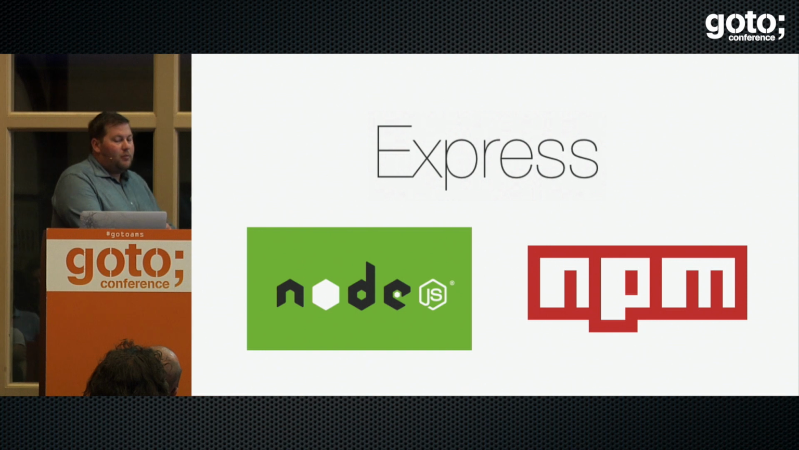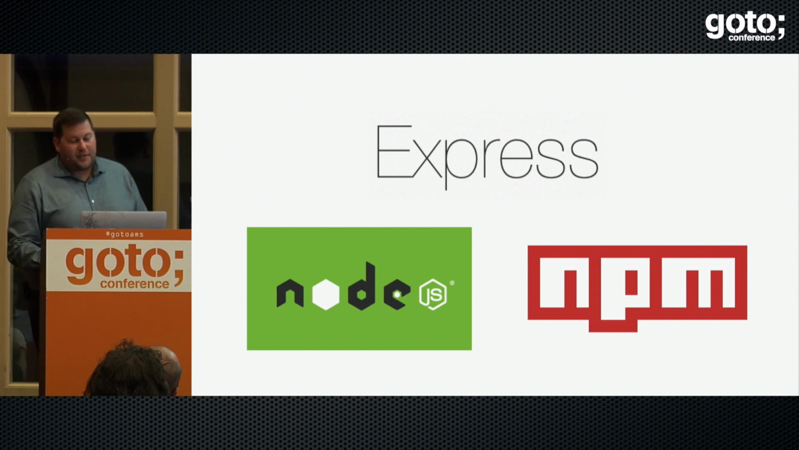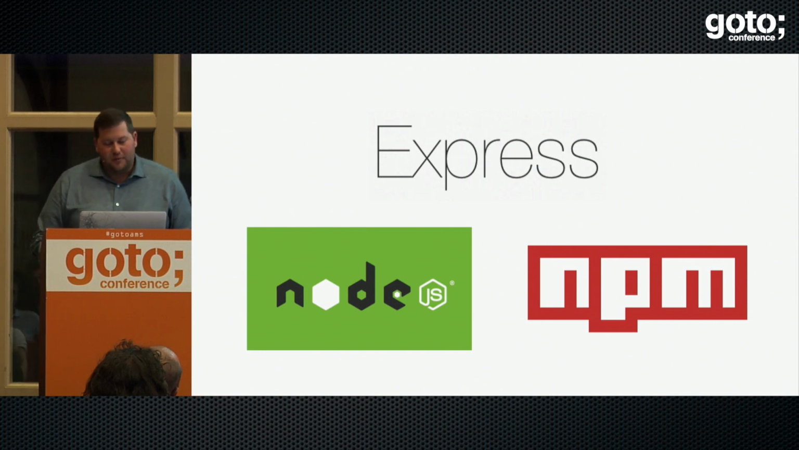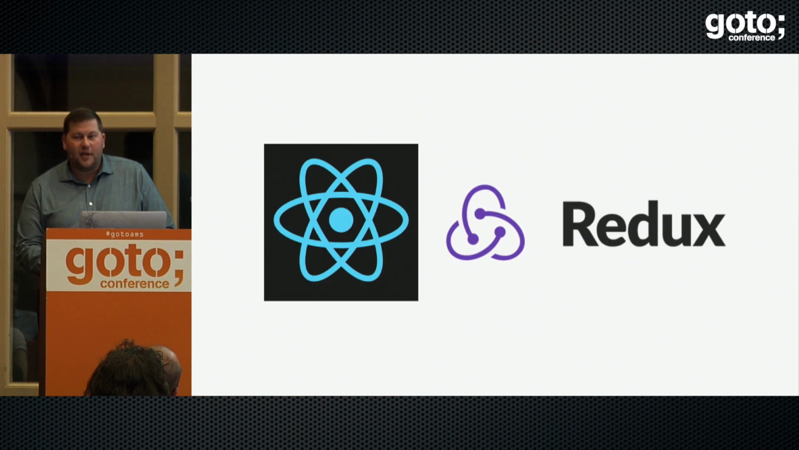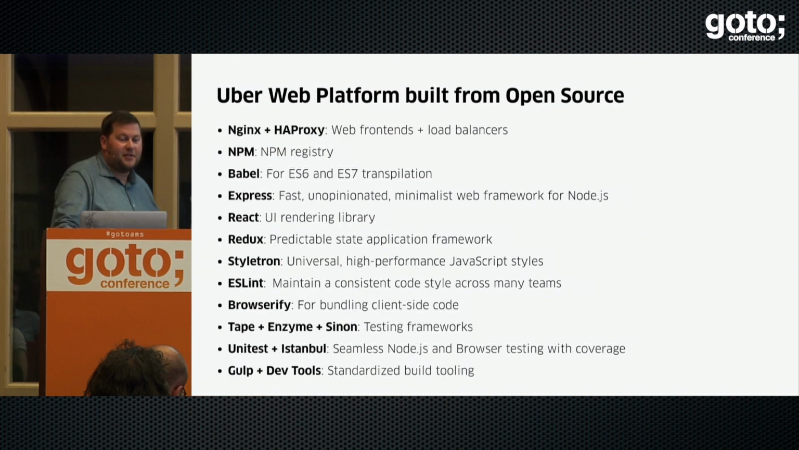So at a high level, our web platform is built on Node.js and NPM, like all good JavaScript applications. And we use Express as it's a lightweight framework that we've extended with a bunch of middlewares. And on the client side, we use React and Redux, pretty straightforward. None of this is particularly cutting edge. I think this is a pretty standard open source stack these days.